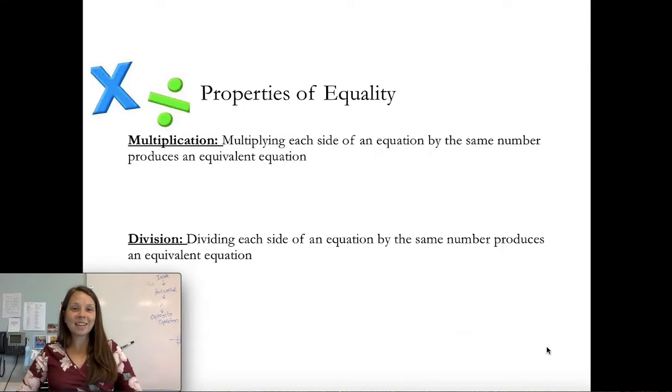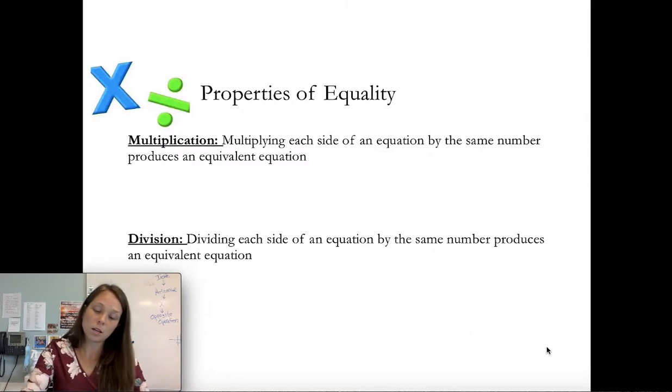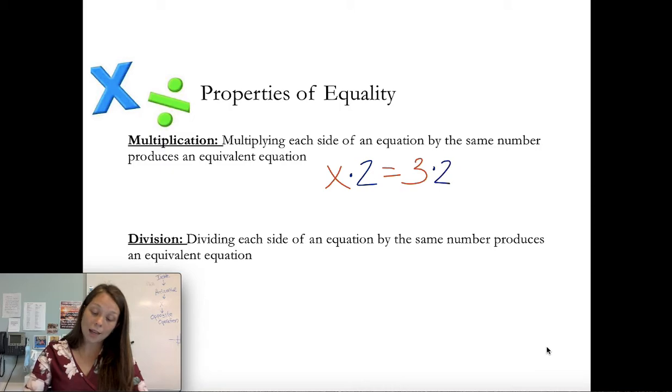All right, so now we're going to take a look at properties of equality. The first one is multiplication, and then the next one we're going to talk about is division. But it works in the exact same way as it did with addition and subtraction. So with multiplication, that means if I have some number x equal to a value of 3, and I multiply both sides by the same number, I still end up with an equivalent statement.